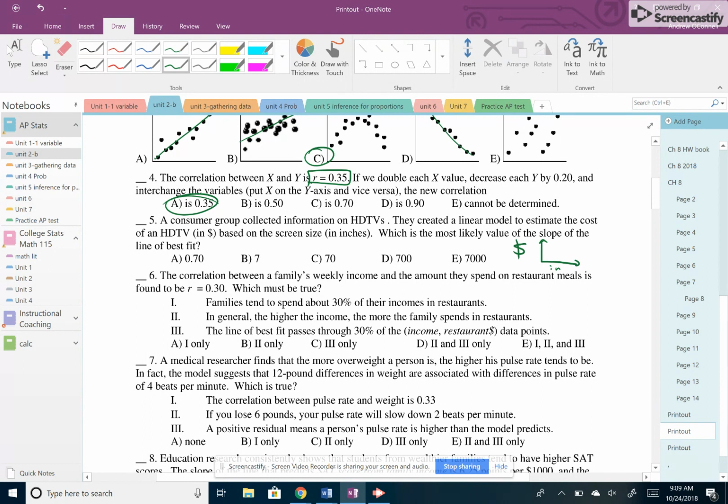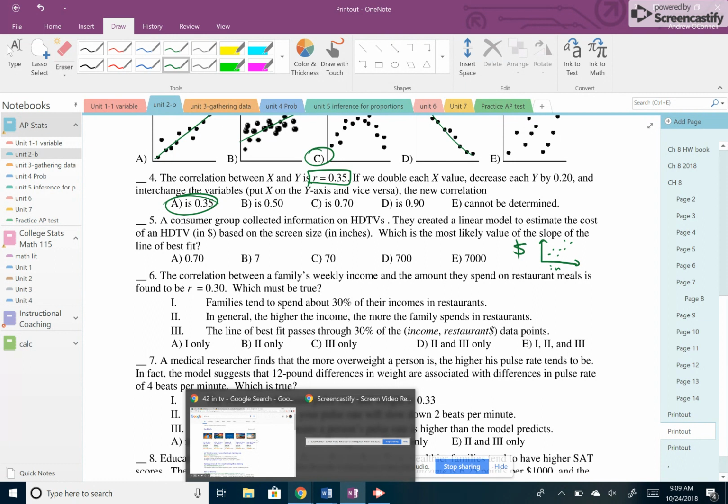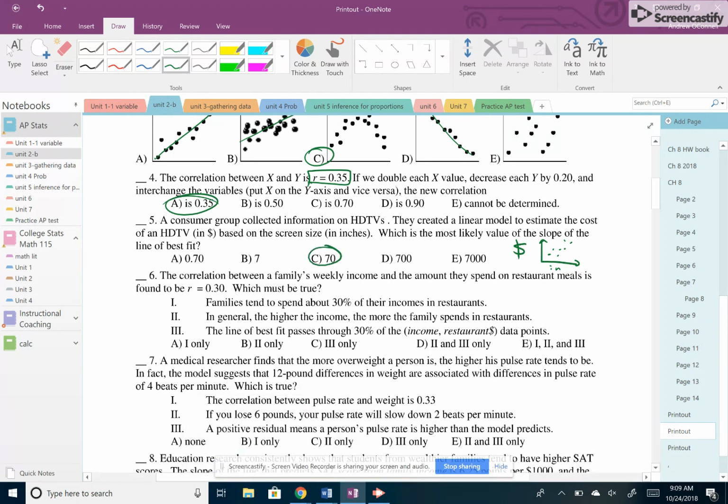And you would think the larger TVs, the more expensive they'd be. And that was even more true probably when HD TVs first came out. In the years since this was published, you'd think that the prices come down considerably. What is most likely the value of the slope of the line of best fit? Well, so textbook says 70 because when this was released, they were just considerably more expensive.